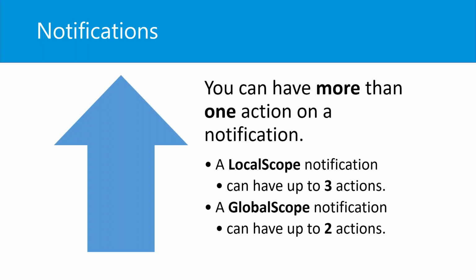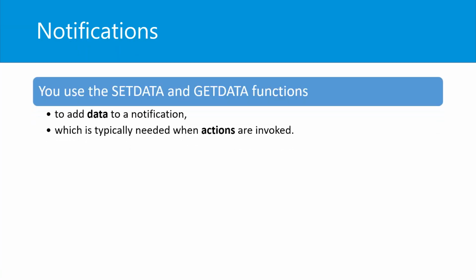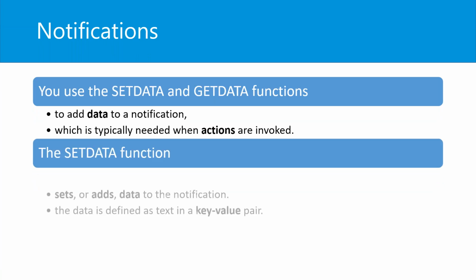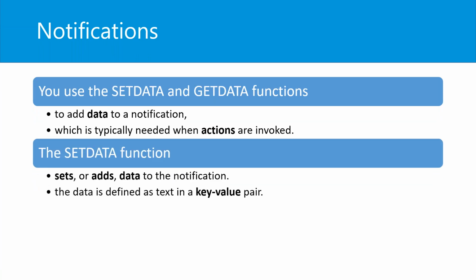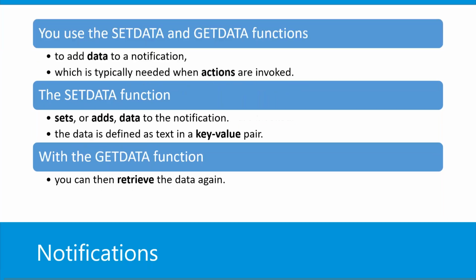Okay, so we can have more than one action on a notification. If it's local scope, we can have up to 3 actions, and in the future, global scope 2. We can use set and get data functions to add data to a notification. We use set data to add the data, and you will do that in key value pairs that you can determine yourself. And with the get data function, you can retrieve the information again.